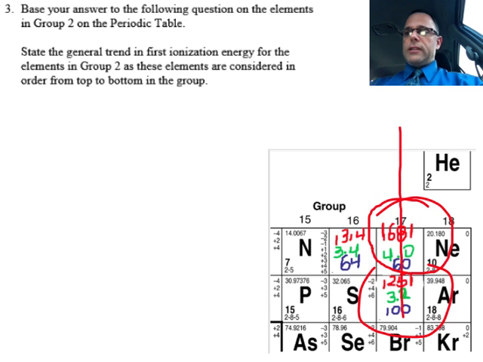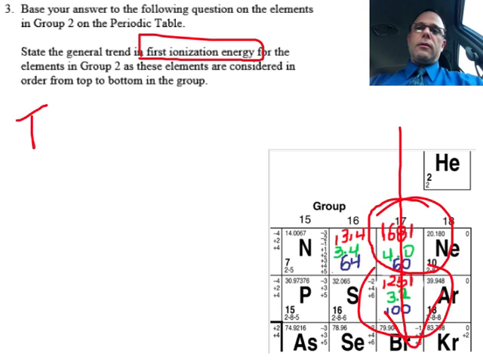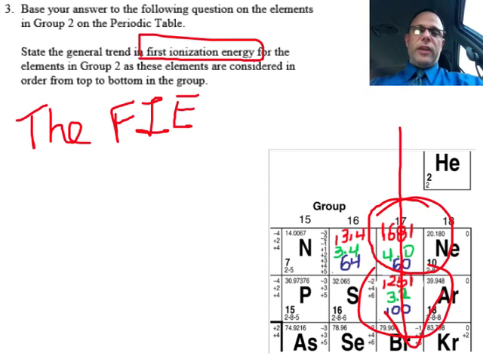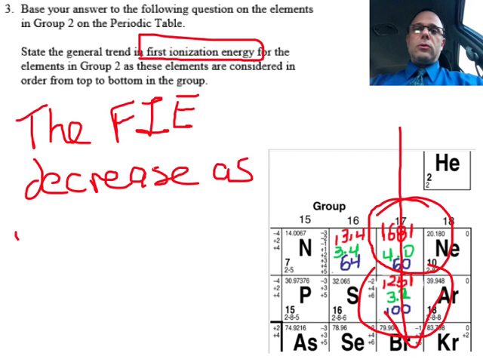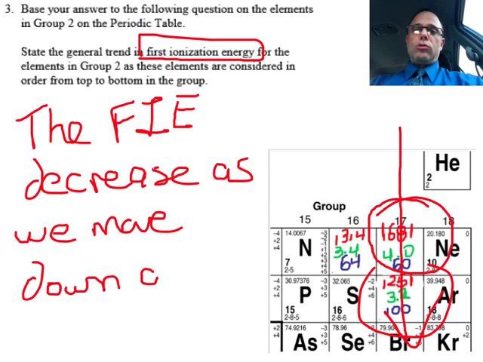As you look straight down, what happens to the first ionization energy? And if you recall, I made those numbers in red. So what happens to the first ionization energy as you go down the group? The first ionization energy decreases as you move down group 2. So the first ionization energy, and don't abbreviate like this, I just don't have enough room, decreases as we move down group 2.